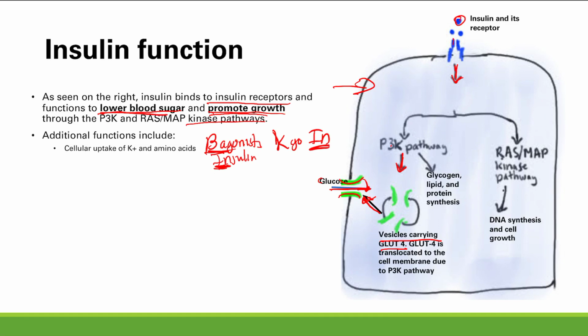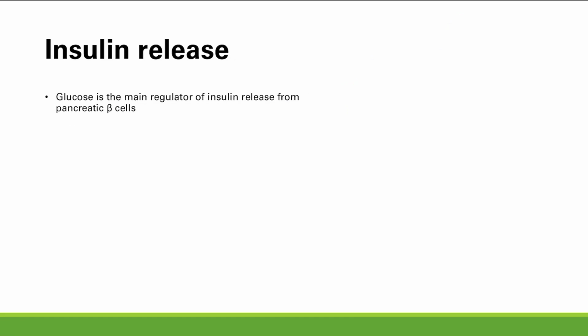Okay, the other function of insulin is it decreases glucagon release from the pancreas. We're going to talk about that in a little second. Glucagon is basically the opposite of insulin. Now I want to talk about insulin release. So we talked about how insulin functions, but what causes it to be released? The main regulator of insulin release from the pancreatic beta cells is glucose.